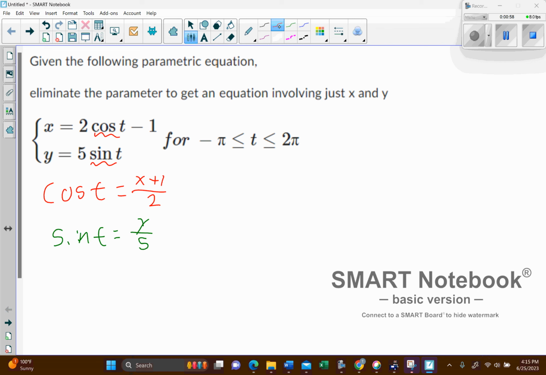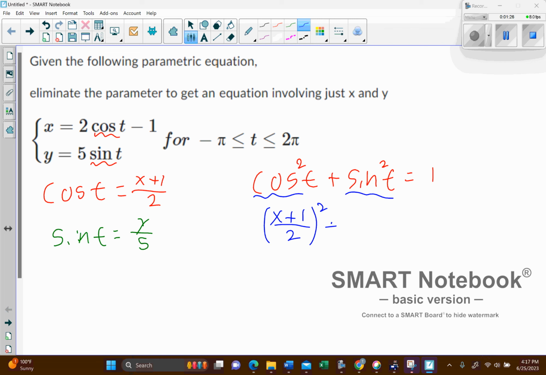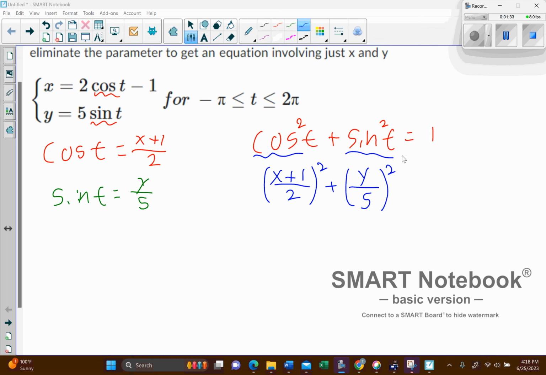So then now, the Pythagorean identity that we're going to use is cosine t squared plus sine of t squared equals 1. So we're just going to replace the cosine and sine, and then that should give us our equation. So let's see, x plus 1 over 2 squared plus y over 5 squared. And then we'll clean it up a little bit.